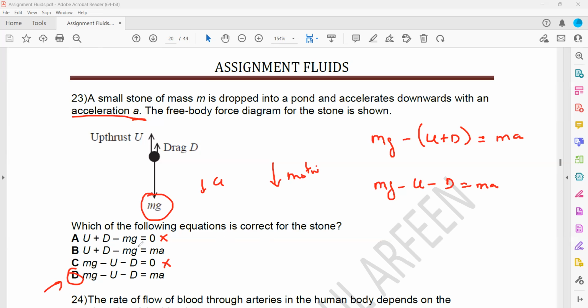Why did we not select option B? Because in option B, if it was accelerating upward, then the drag force will be downward. But why did we not select B? Because it's upthrust plus drag minus mg, but the greater force is not upthrust plus drag. It's accelerating downward, so the greater force is mg. That's why it's greater minus smaller equals the resultant force.